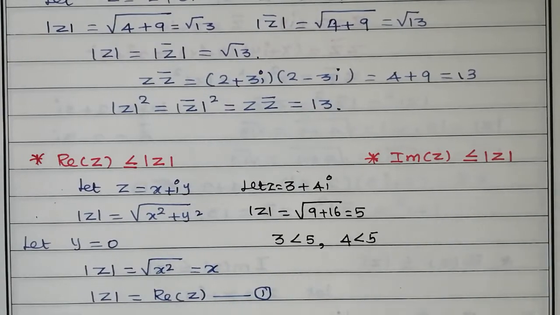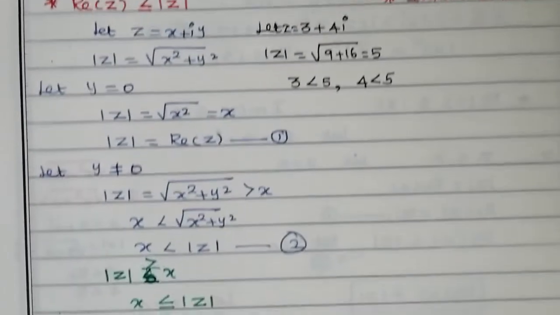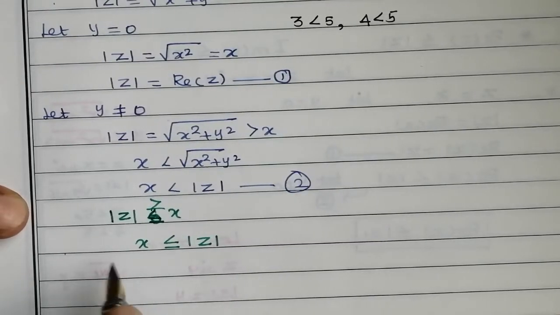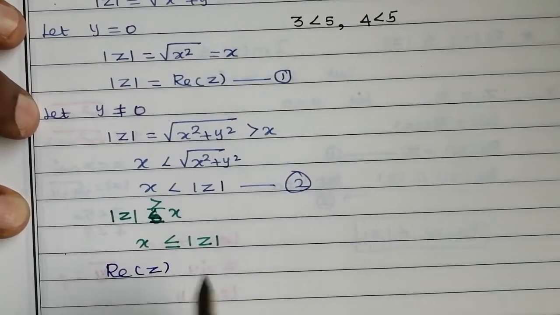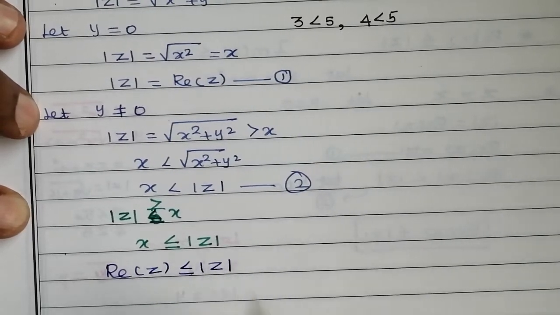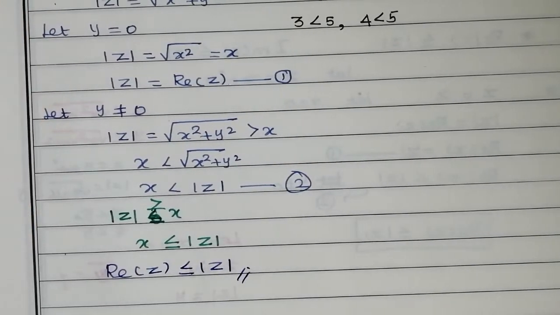So from the first and second case, combining, modulus of z is greater than or equal to x, that is, x is less than or equal to modulus of z. What is x? The x is nothing but the real part of z. So real part of z is less than or equal to modulus of z. So this is the result.